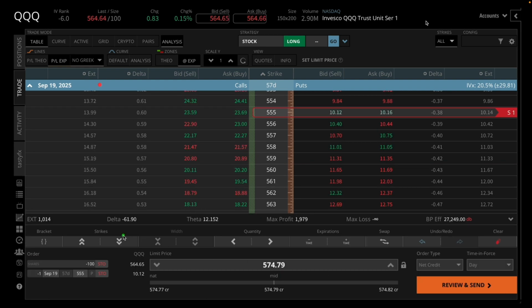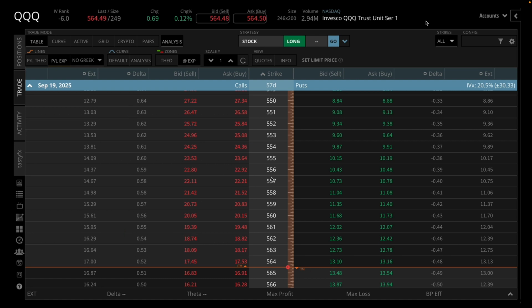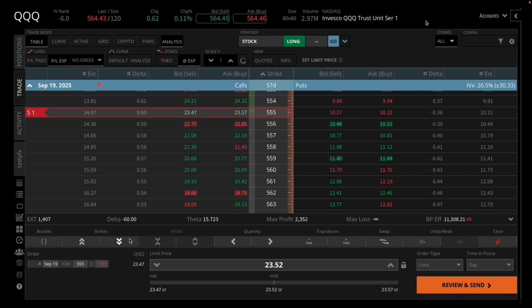How would we replicate this with a short call? So we need to replicate this by taking a look at the delta, and we're looking for roughly 61 delta. And just like the previous example, that points us to a strike price that's the same as the strike price we used for the short put.